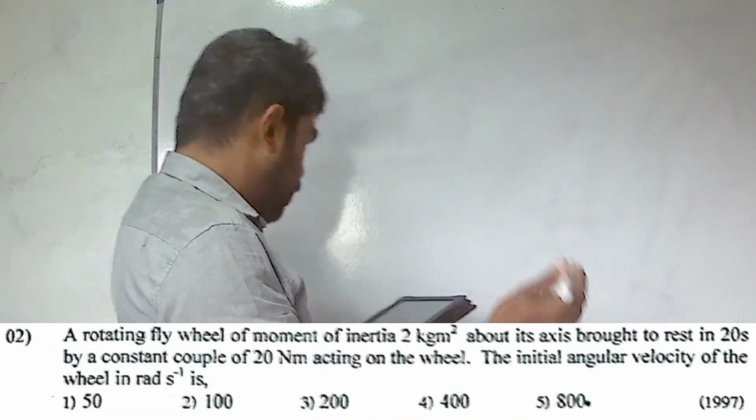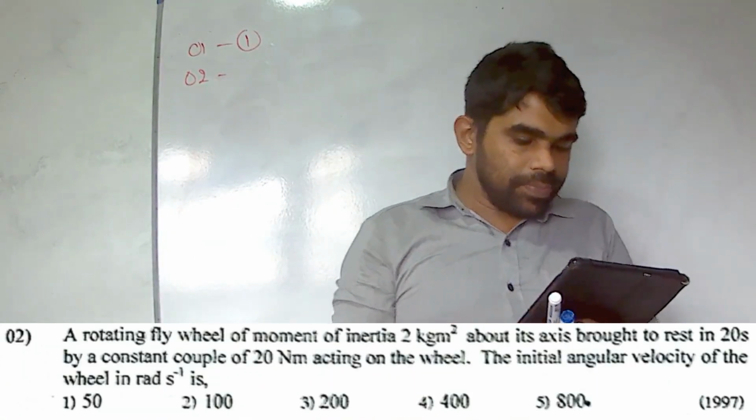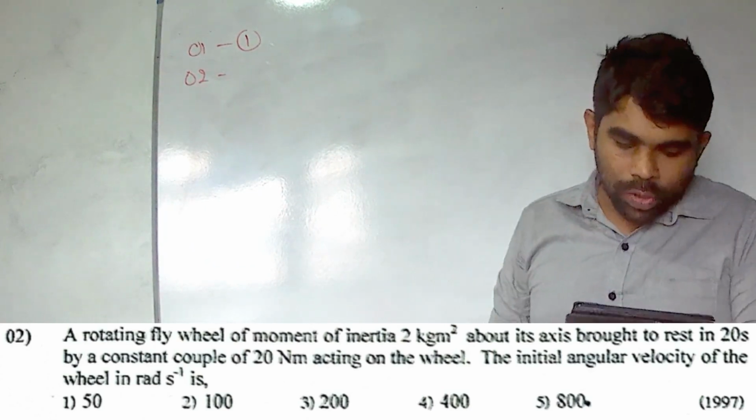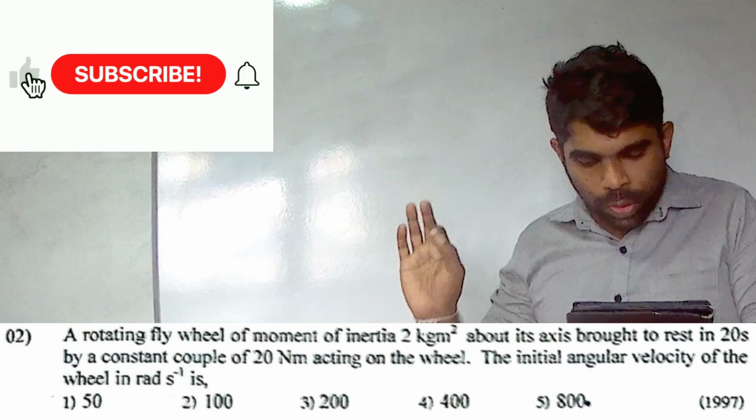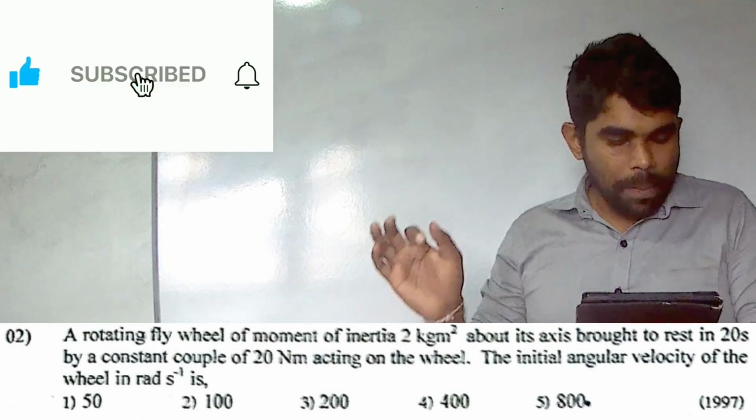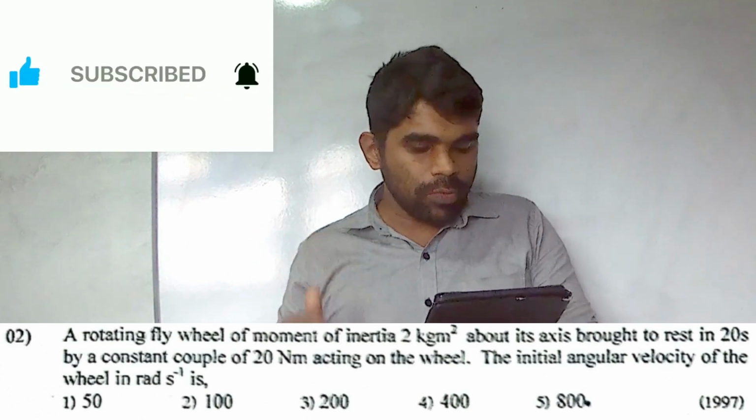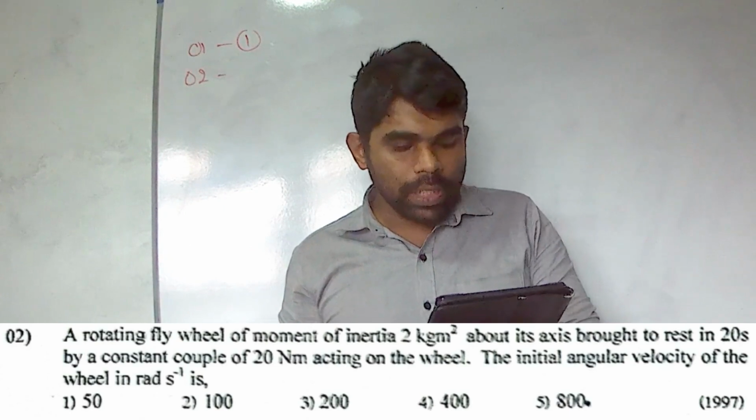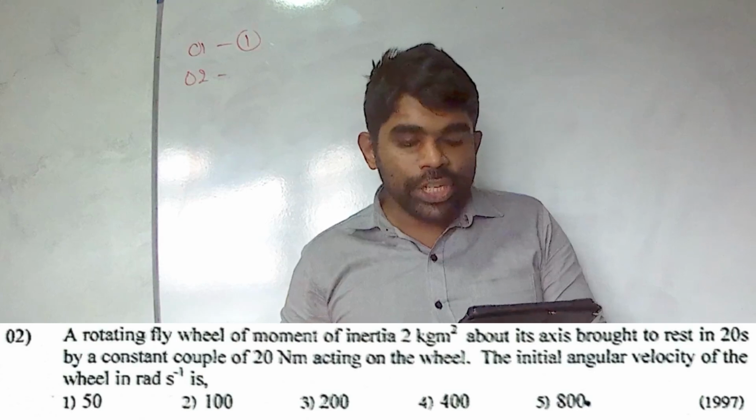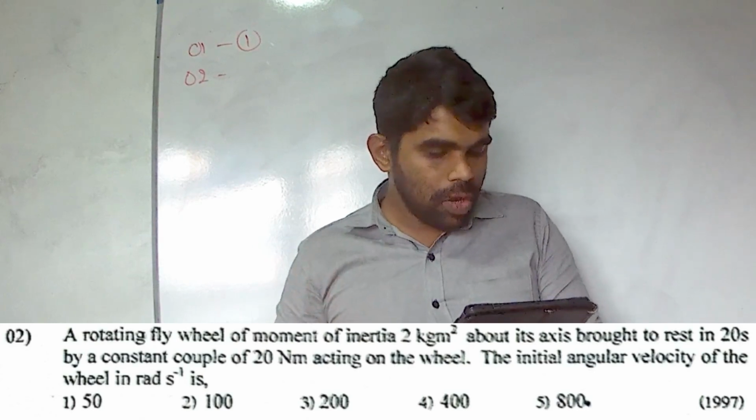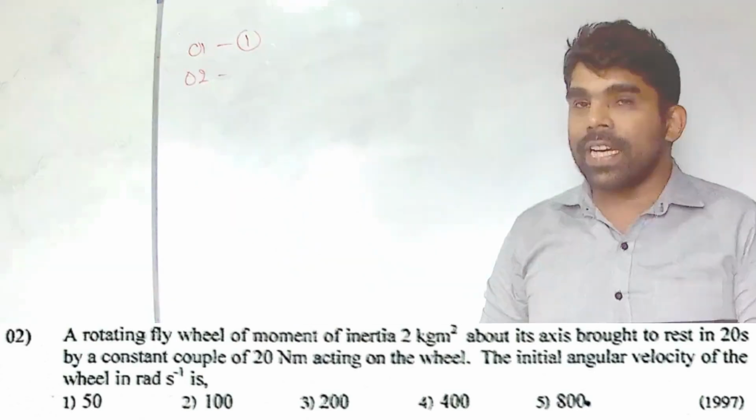Question number 2. A rotating flywheel of moment of inertia 2 kg meter squared about its axis is brought to rest in 20 seconds by a constant couple of 20 Newton meters acting on the wheel. The initial angular velocity of the wheel in radians per second is.